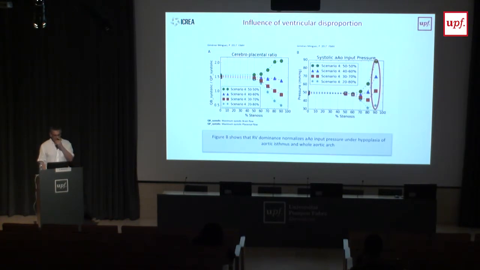But then when you start to model this change in the proportion of the left and the right ventricle, what you see is if you make the right ventricle more dominant in output and the left ventricle smaller, these pressures start to normalize. So now we start to understand why you have this ventricular disproportion. Is that because of the abnormal loading of the left ventricle? Or is this also a mechanism with which the fetus can cope in order to normalize the whole circulation? And you see that by having a certain amount of disproportion of the left and the right ventricle, you come again with your pressures in the physiological range.